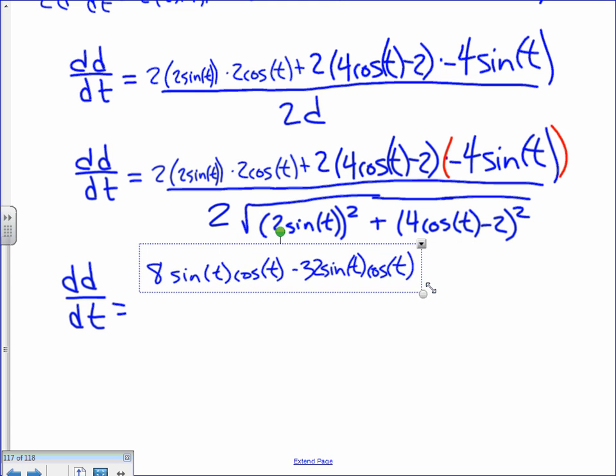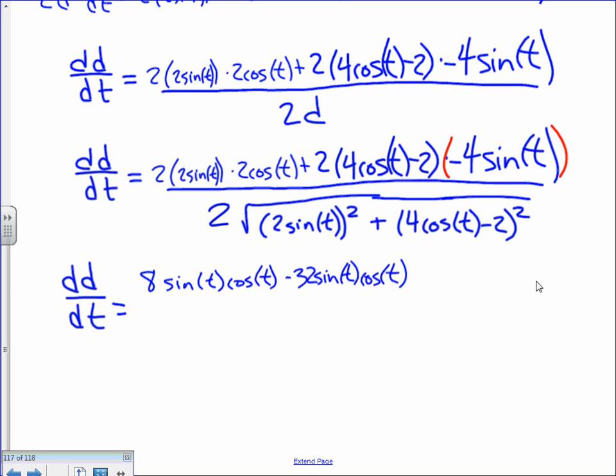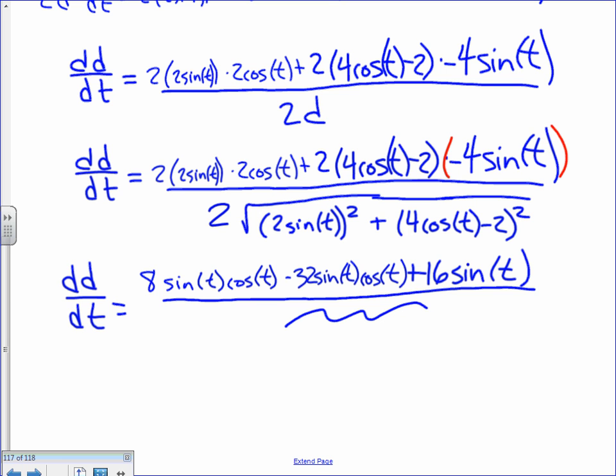Group, and small. Okay, now we're going to distribute the 2 to the minus 2 and the negative 4 sine t to the minus 2. So that's going to become positive. Oh, I don't want green. Picked up the wrong pen. It's going to become positive 16 sine of t. Okay, and then all over that same stuff on the bottom. And we're going to simplify a little more.